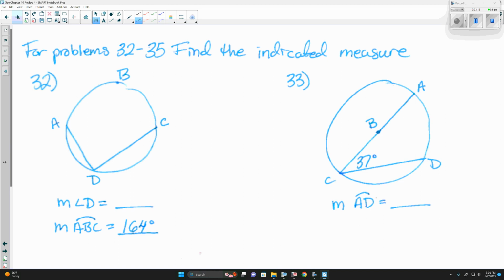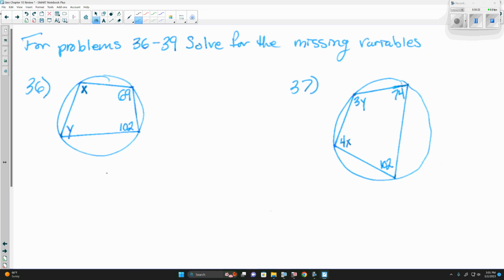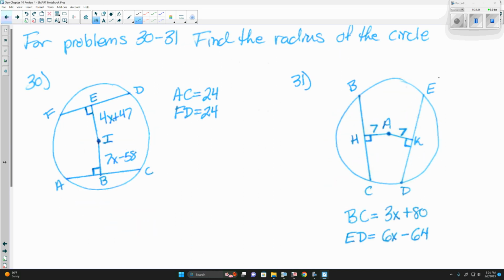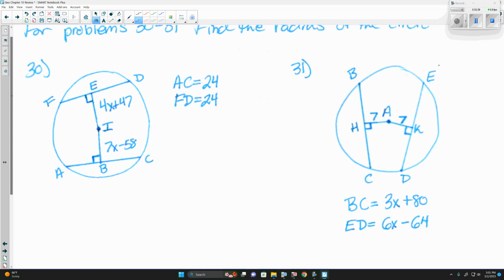Yep, 31, 32, 33, 36. Yep, 34 and 35 are not going to be on there. And I think those, I can't even remember what those were. I haven't seen them. Yeah, I'm not worried about those.